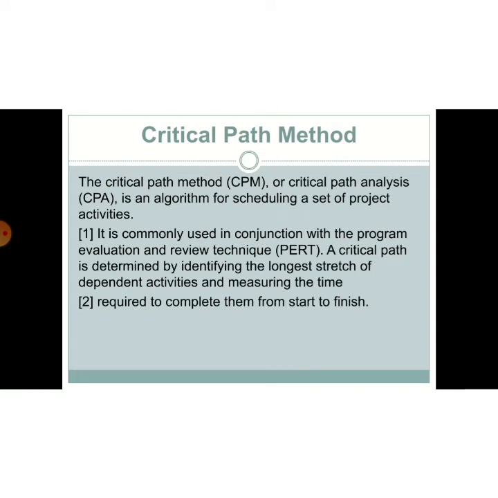Now, what is critical path method? The critical path method or CPM or critical path analysis CPA is an algorithm for scheduling a set of project activities. It is commonly used in conjunction with the program evaluation and review technique that we call PERT. A critical path is determined by identifying the longest stretch of dependent activities and measuring the time it is required to complete them from start to finish.